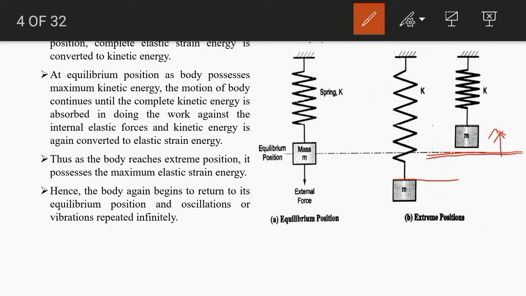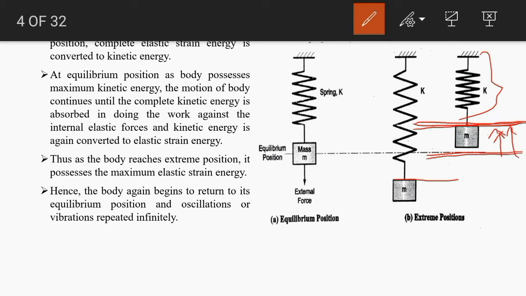Again the spring is going to get compressed. During that motion, the kinetic energy is converted into the strain energy of the spring, and finally the velocity would be decreasing. At the upper extreme position, the whole kinetic energy is converted into strain energy if there is no loss of energy. At this upper extreme position, the velocity would be zero.